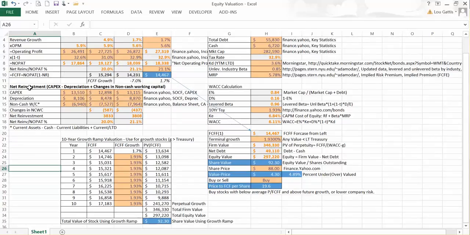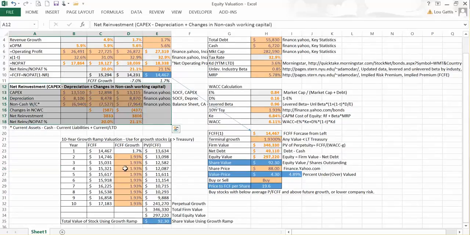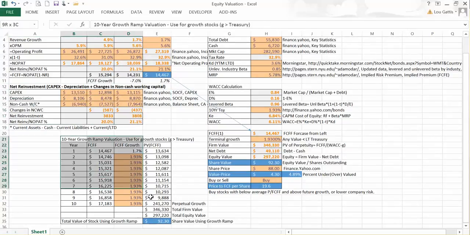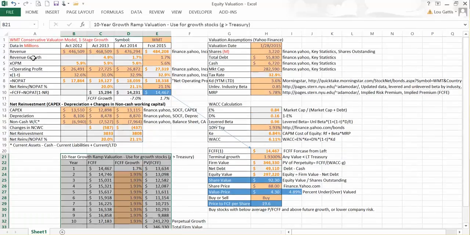I also have a section of the spreadsheet over here. This section here just simply calculates the reinvestment in the firm. And then this section here is for valuing firms that are growing faster than, say, the 10-year treasury rate, at least for your estimate of the next few years. So we'll talk about that. What I'd like to do is walk you through the model, some of the assumptions, and show you some of the sources that I use for this data.